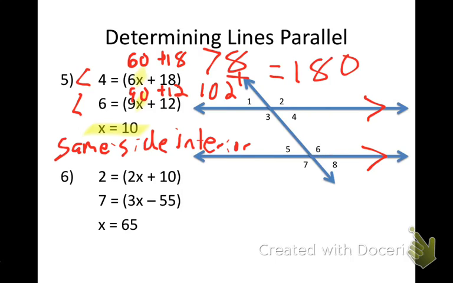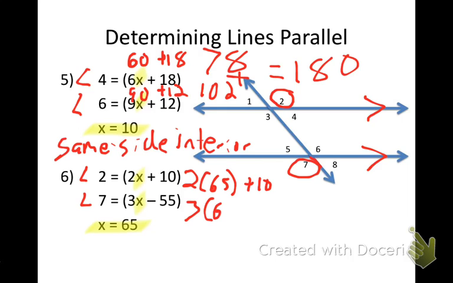Okay, next one here. I'm given angle 2 and angle 7. So let's look at angle 2. Let's look at angle 7. I'm given x equals 65. What am I going to do with that x equals 65, would you suppose, Tom? I'm going to plug it in for x. Okay. So I get 2 times 65 plus 10. And I get 3 times 65 minus 55.